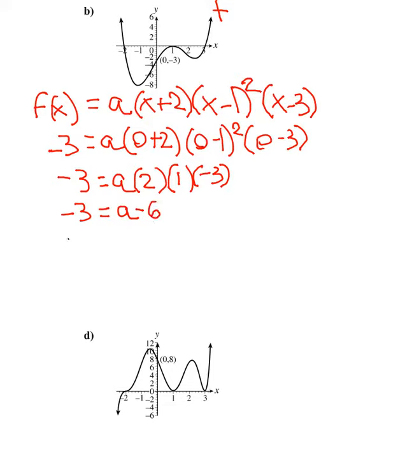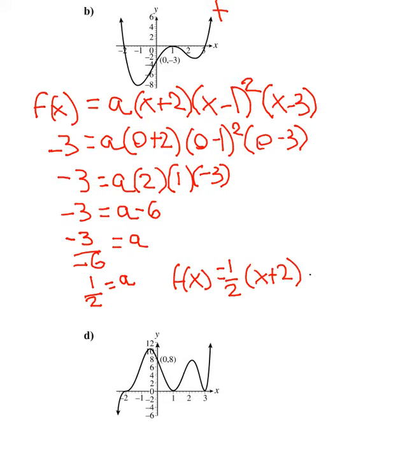And then we're going to do negative 3 over negative 6 equals a, which equals 1 over 2. So a equals one half. And now we're going to write it in factored form. So it's f of x equals one half times (x plus 2) times (x minus 1) squared times (x minus 3).